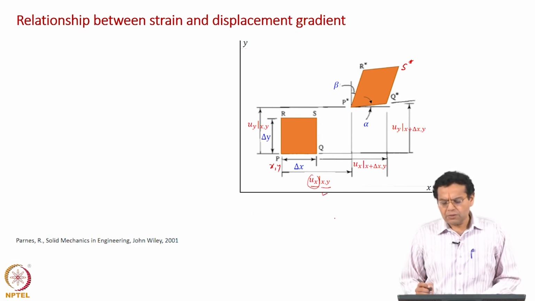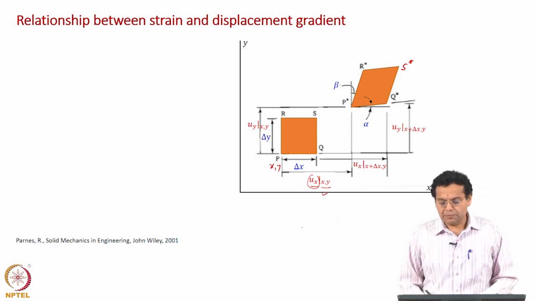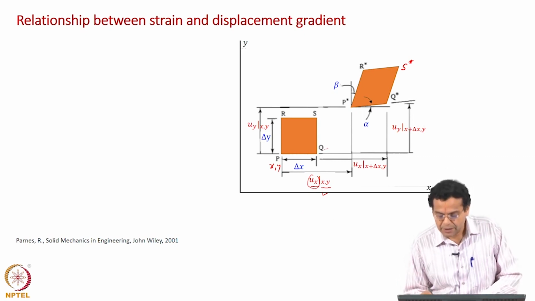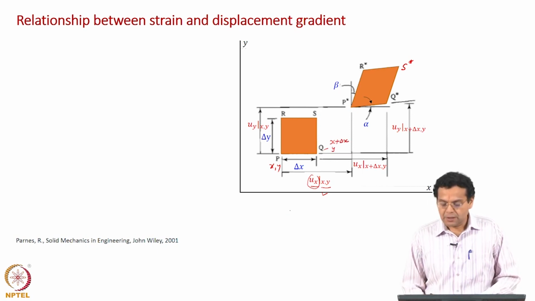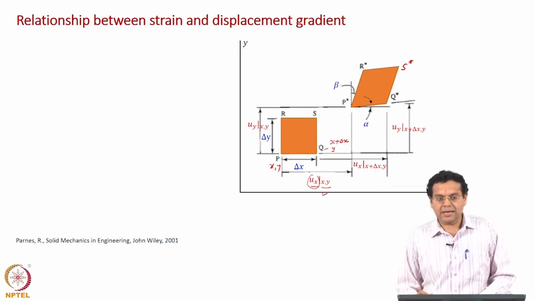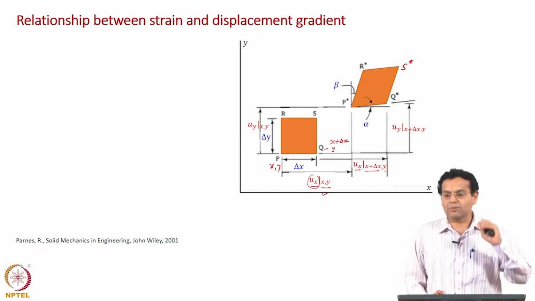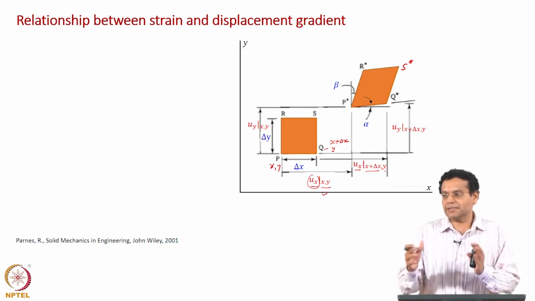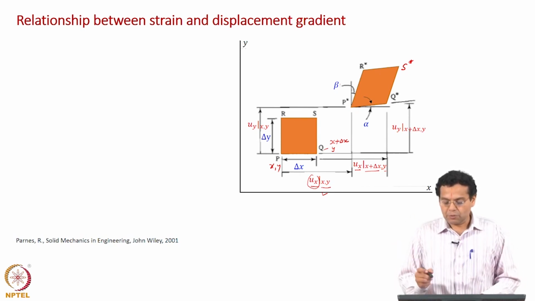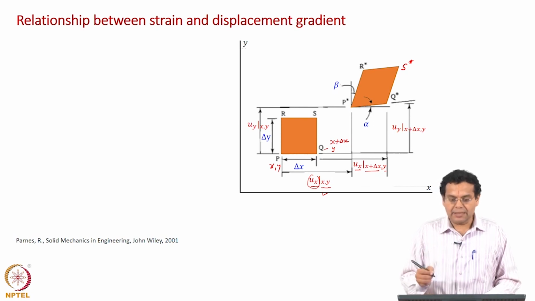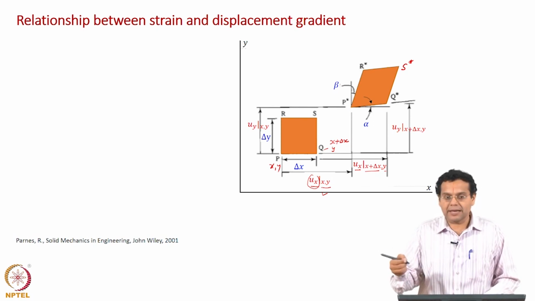Now, what about Q? Because the length of PQ is delta x, the x coordinate of Q is x plus delta x, of course the same y coordinate y. So, Q has got displaced to Q star and the x displacement is ux evaluated at x plus delta x comma y. Same as we had done for the control volume, one face is x, the other face x plus delta x. Similarly, here looking at 2 points, one tells you displacement at x comma y, the other tells you displacement at x plus delta x comma y.